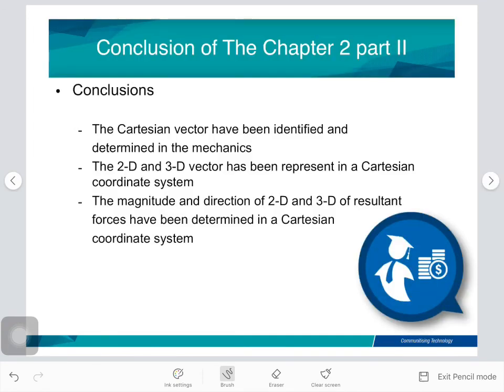Alright, that's all for this lecture. I hope you can achieve the outcome of the lecture, which is that we identified the Cartesian vector, and you should be able to solve problems to determine the force resultant and coordinate direction angles for 2D and 3D.